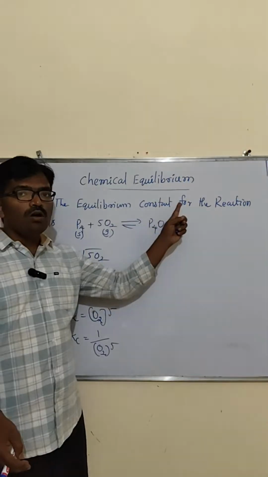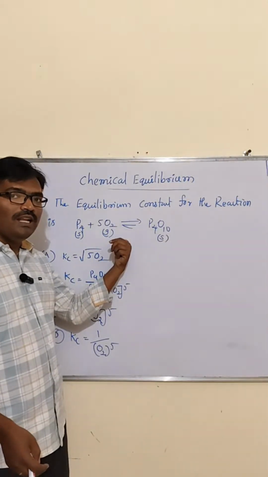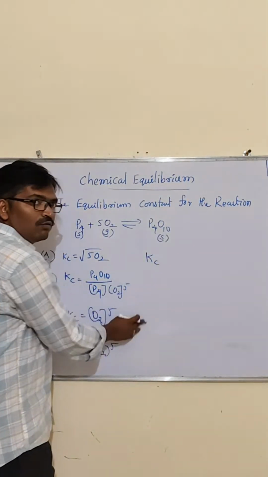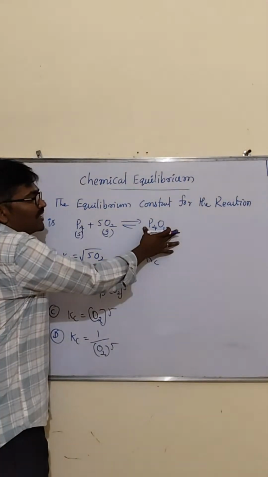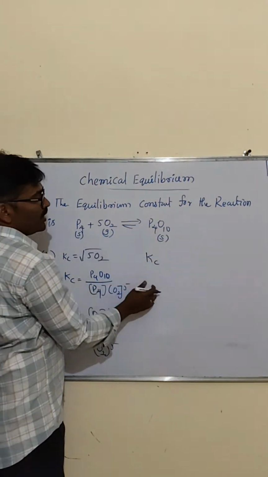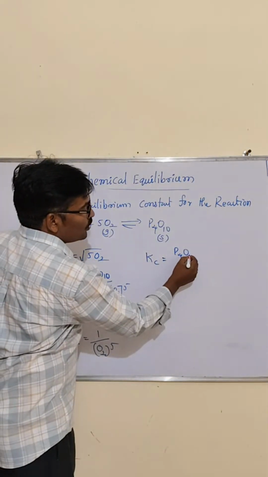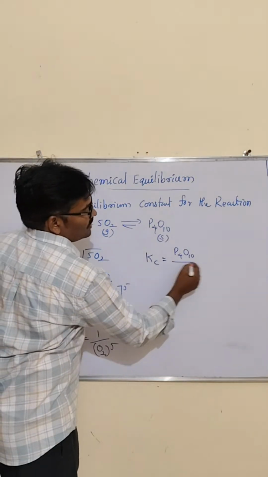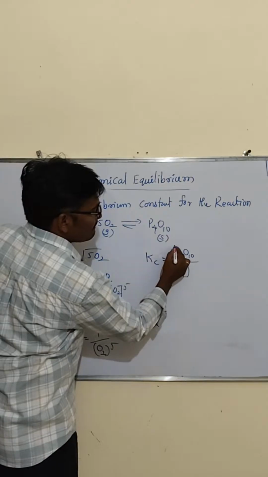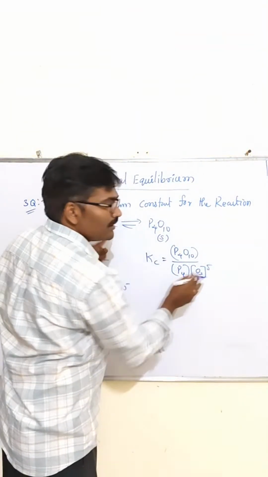The equilibrium constant for the reaction is, so actually how to find the equilibrium constant I told: Kc equals product concentration divided by reactant concentration. Product concentration will be P4O10, divided by P4 and O2 whole to the power 5.